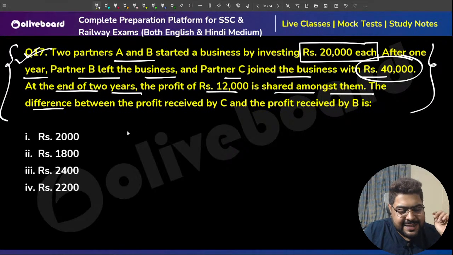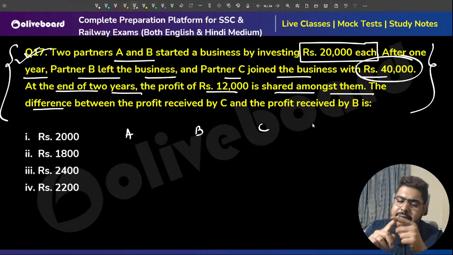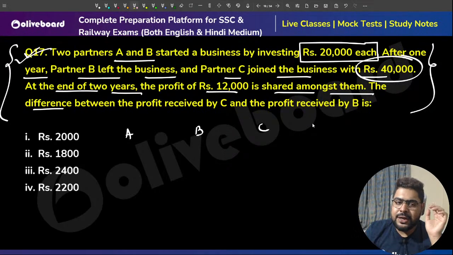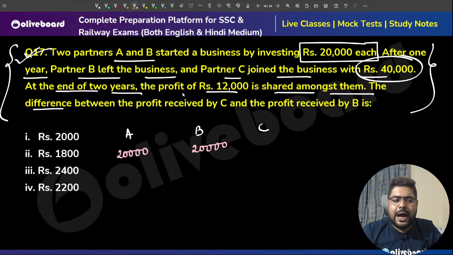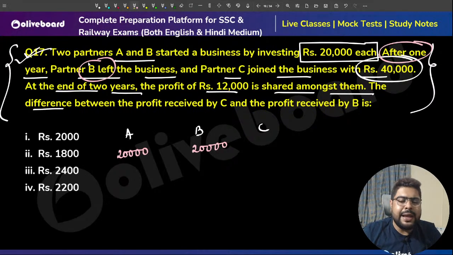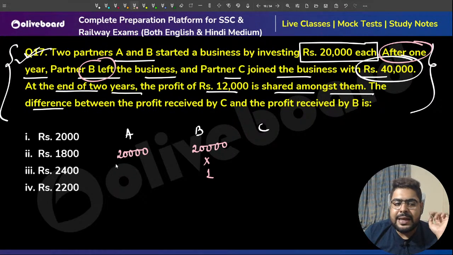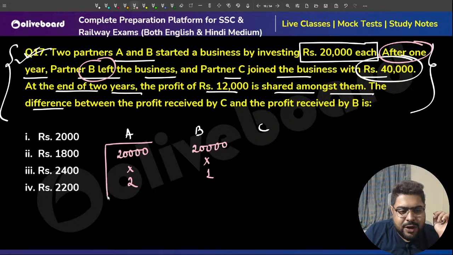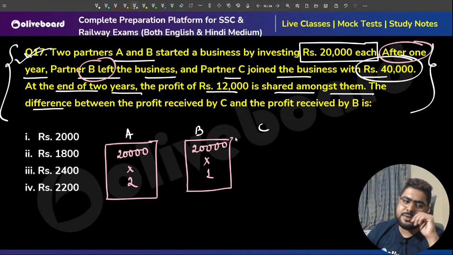Right, sir? A and B, then again C will come. We will directly figure out the profit sharing ratio. Profit share means money into time. So they started with 20,000 and 20,000, A and B. C is not yet in the picture. After 1 year, partner B left the business, so B's money was there for 1 year. And partner A is not doing anything, he stays invested for the whole duration of 2 years.